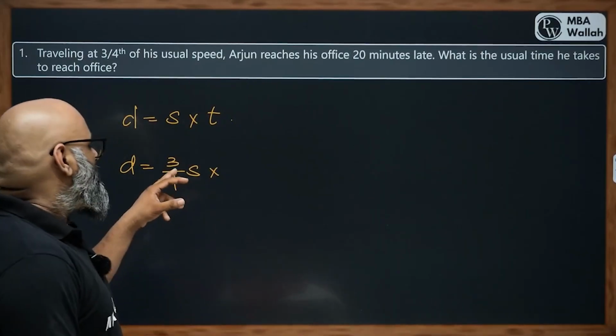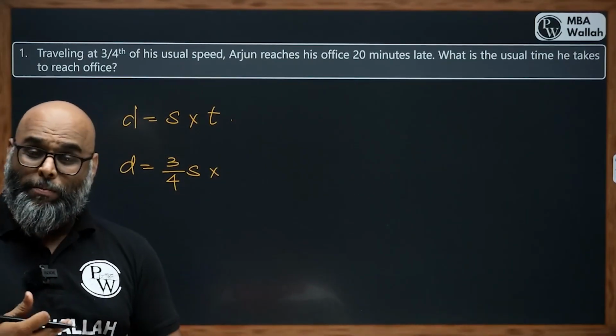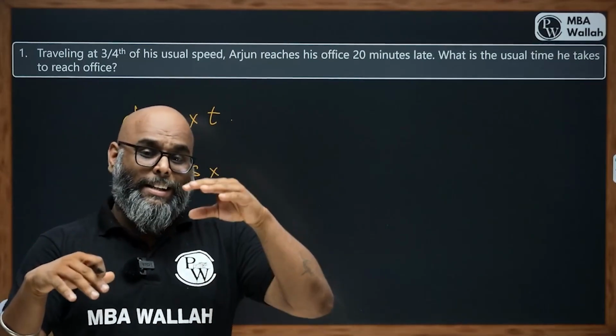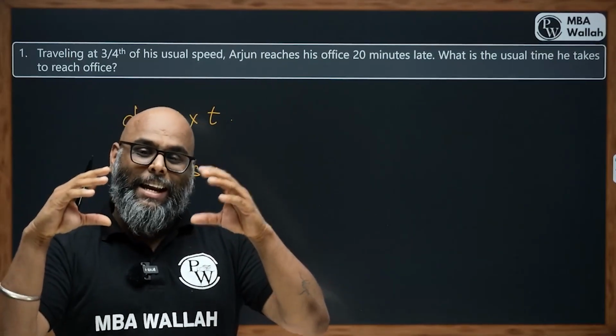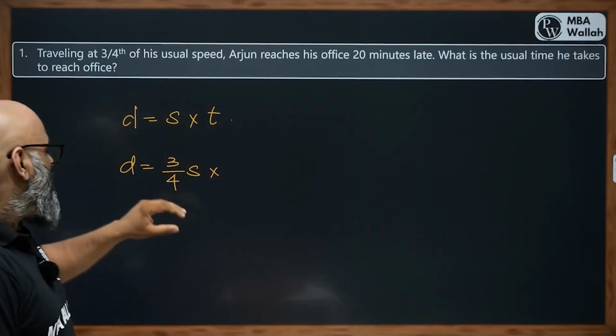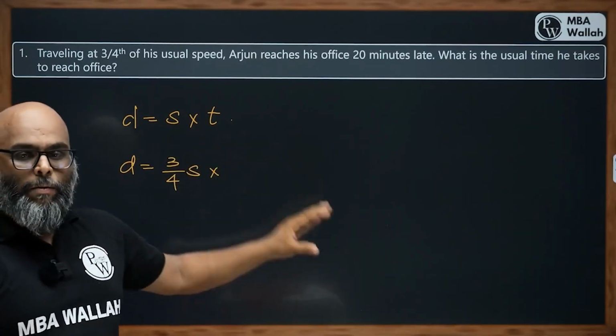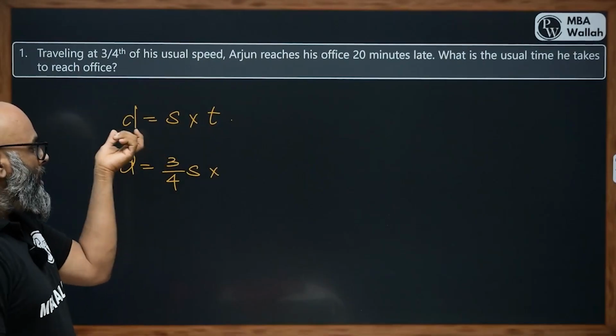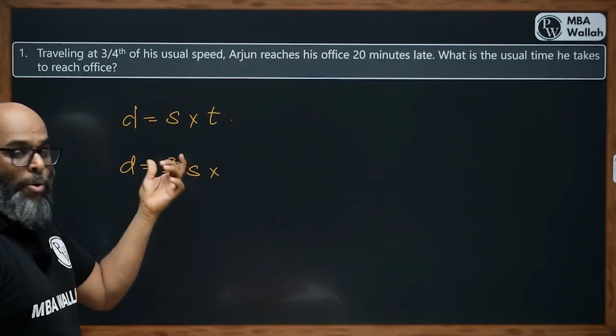We know that speed and time are inversely proportional. So speed increases, time decreases, speed decreases, time increases. We understand they are inversely proportional. So whatever value comes here, it's going to be the inverse value of it. Or I think about it, S into T is equal to D. I have 3/4 of S.